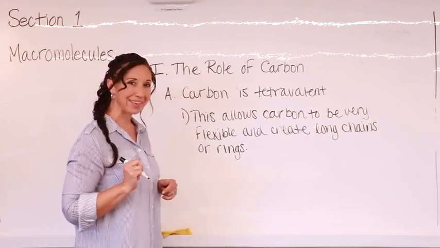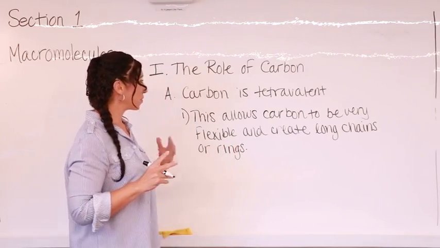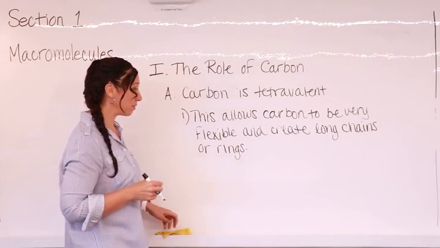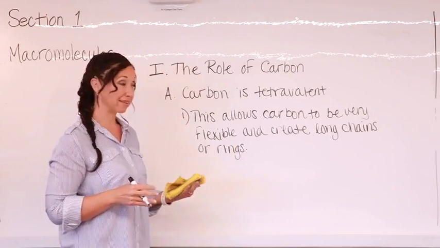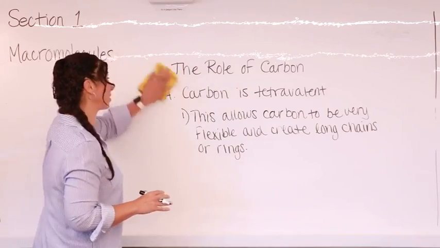I'm going to show you what that looks like in a second. So carbon is tetravalent, which allows carbon to be very flexible and create long chains or rings. Okay, I'm going to erase this so I can draw you a picture of what I'm talking about here.